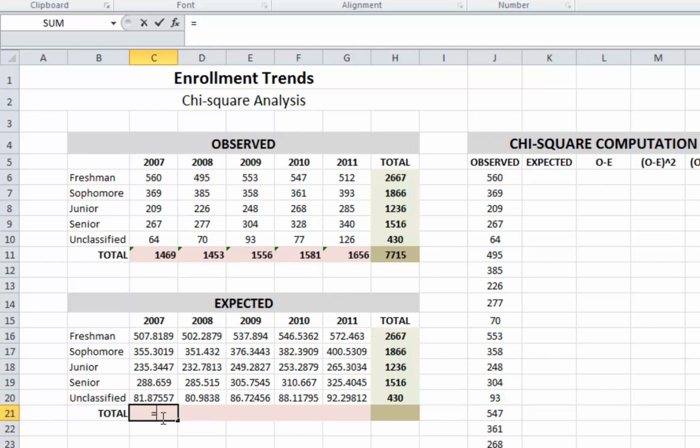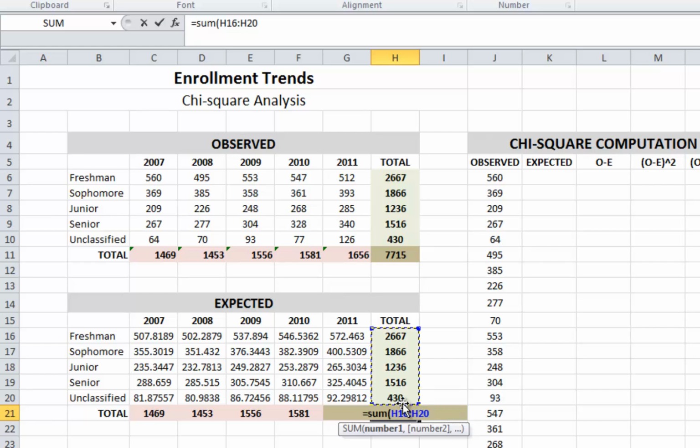totals here at the bottom. So equals sum. Select those, close parentheses. Now we're going to drag all those over. There we go. And again, this should be the same as it's up top. So let's check those real fast. Looks good. And again, we'll do our grand total in the bottom right.